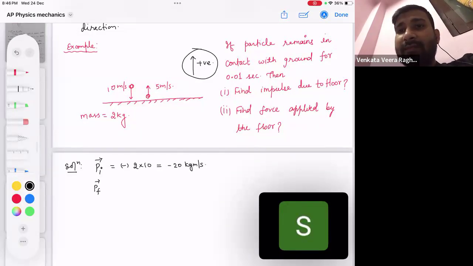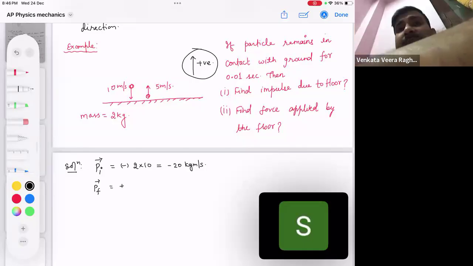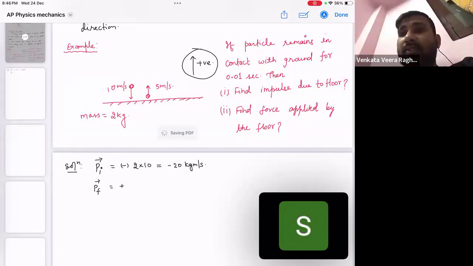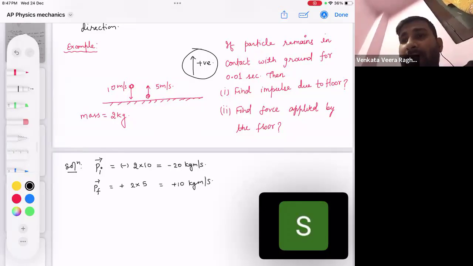Final momentum will be what? Plus, na? Because look at the direction of velocity. Whatever is the direction of velocity, that is the direction of the momentum as well, isn't it? So final momentum, if I write it, what it will be? Mass is 2 kg, velocity is 5. So we got plus 10 kg meter per second.